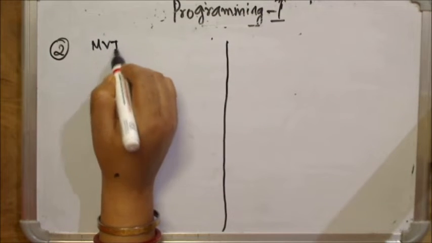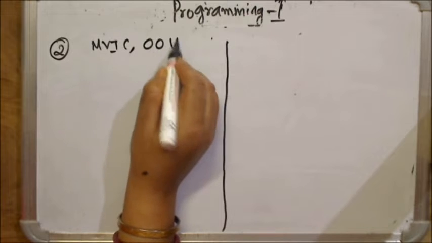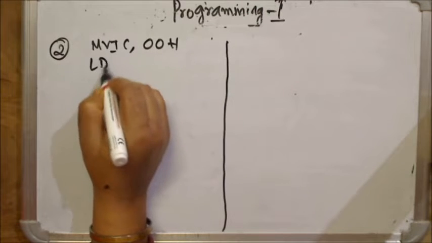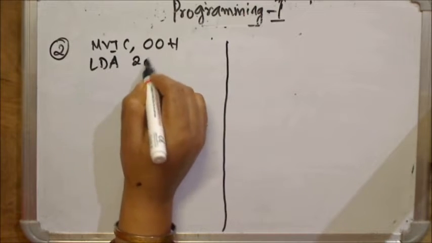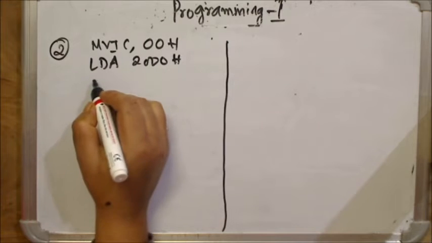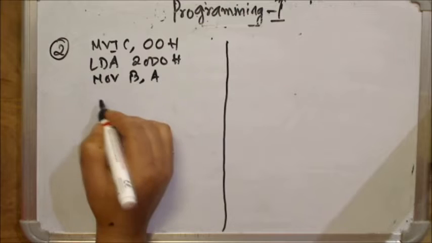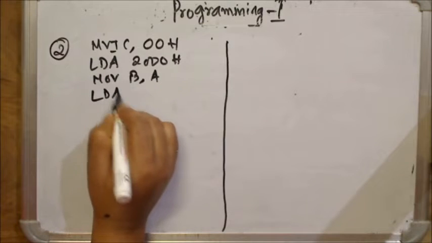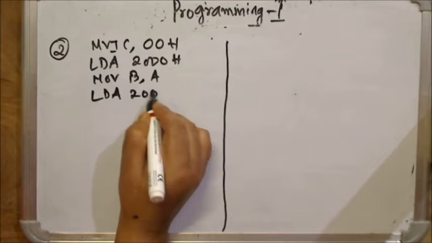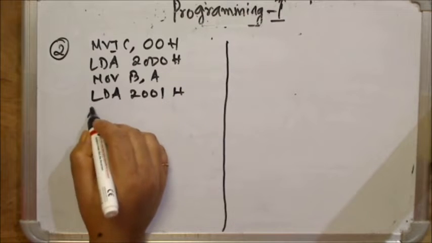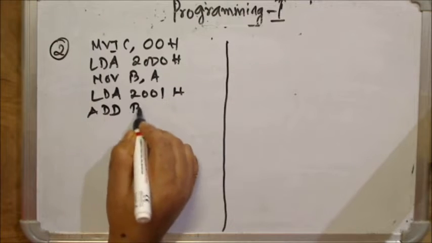First you initialize the carry register, MVI C, 00H. Then we have loaded the first data, LDA 2000H. Then we have moved it to some other register, MOV B, A. Then we have loaded the second data, LDA 2001H. Then we have added both the data, ADD B.